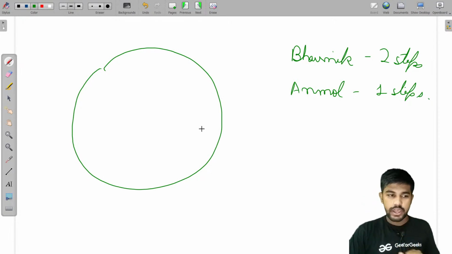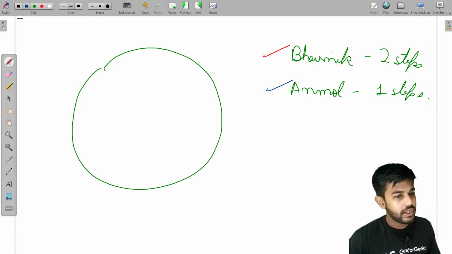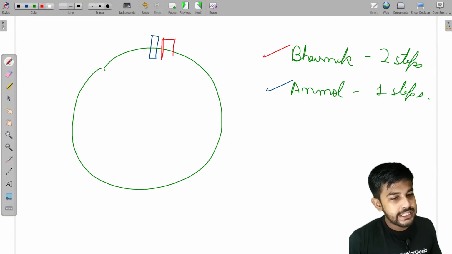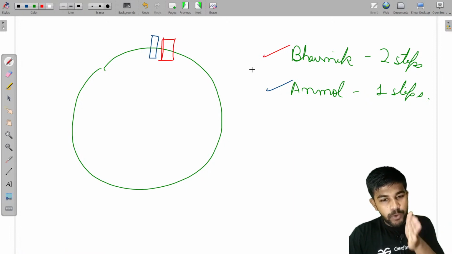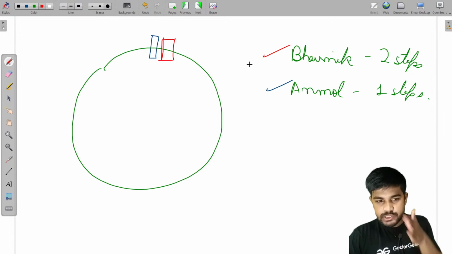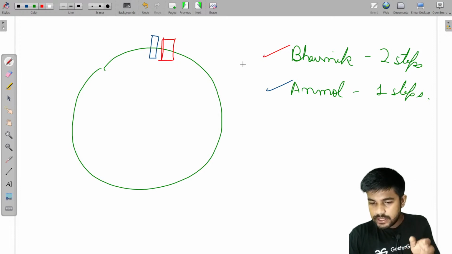Good to go? Okay. Now suppose Bhaumik is red colored and Anmol is blue colored. Anmol starts at this position and Bhaumik also starts at this position. So if Bhaumik's speed is double of Anmol's, then don't you think while Anmol is taking rounds, Bhaumik would overtake him at some point? Just tell me yes or no.